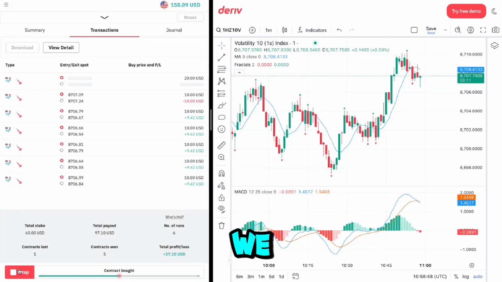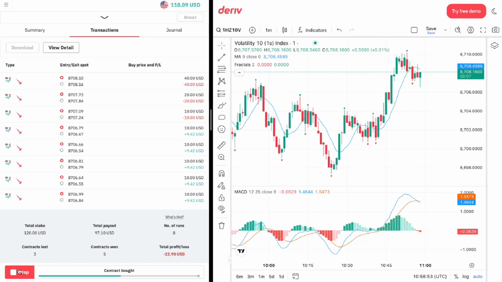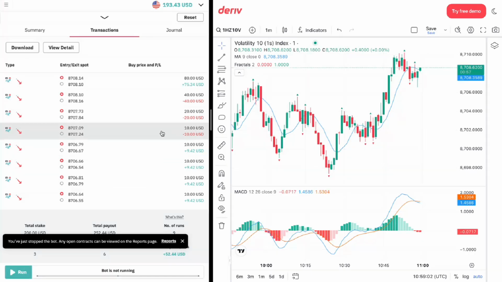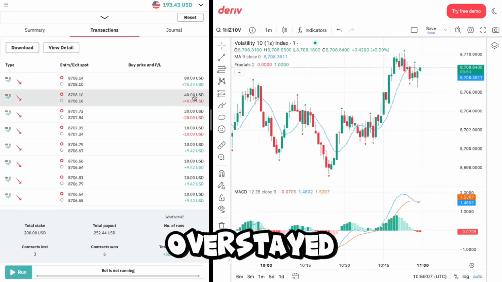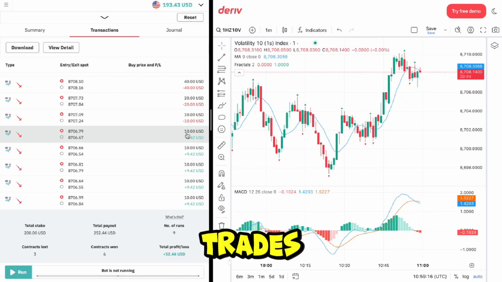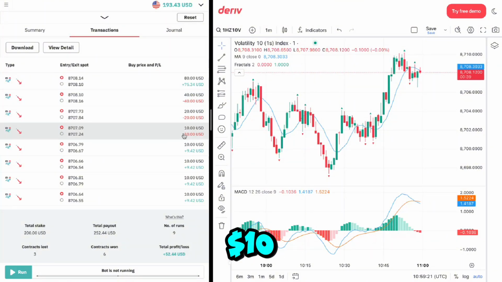That's the fourth one. If it recovers, we leave the market. Let's see. So we stop it. So remember, as I was telling you, this is what the martingale does. So I overstayed in the market. You can see we already had 1, 2, 3, 4, 5 correct trades. But I went on for the 6th, 7th, 8th. And I lost $10 here.